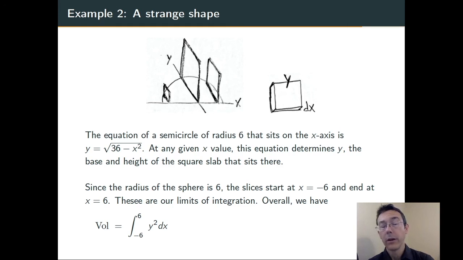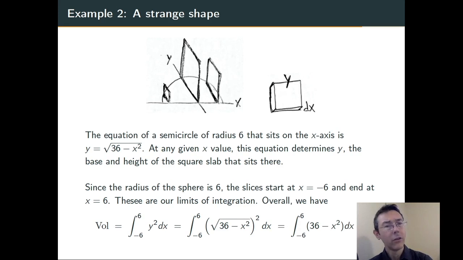Secondly, the limits of integration we know are going to be from negative 6 to 6. It's a semicircle of radius 6. So just from the geometry, we know what the limits of integration are going to be. Overall, the volume is going to be the integral from negative 6 to 6 of y squared dx, written with the y squared taken out and the square root of 36 minus x squared put in for y. We get this. The square and the square root cancel, so we get a fairly simple integral at the very end. The actual computation in this problem is going to be the easiest part.